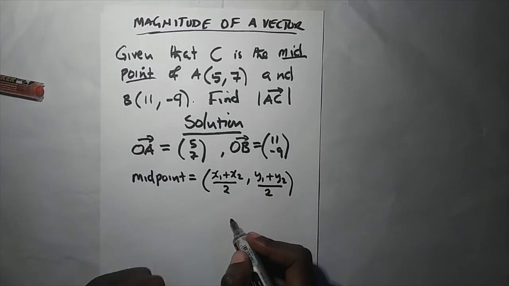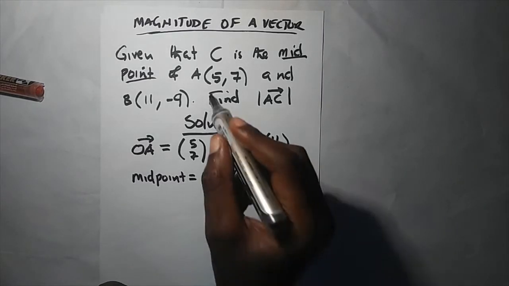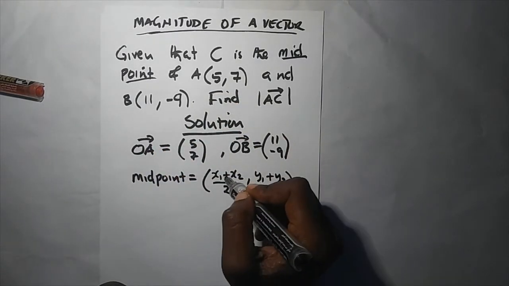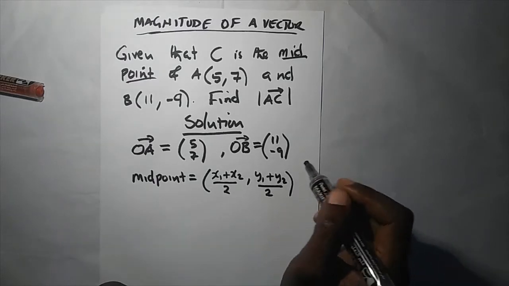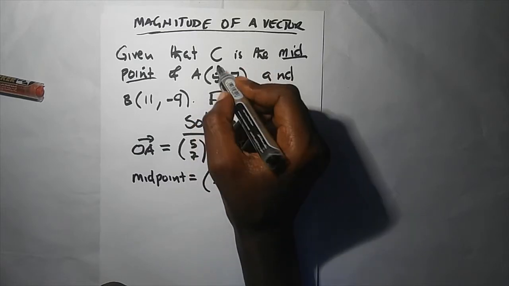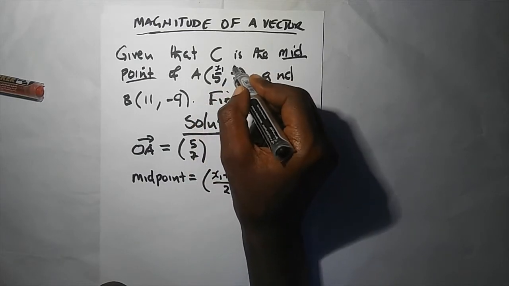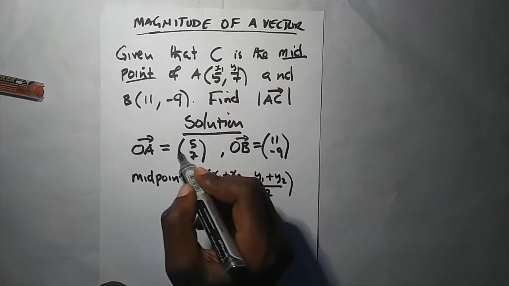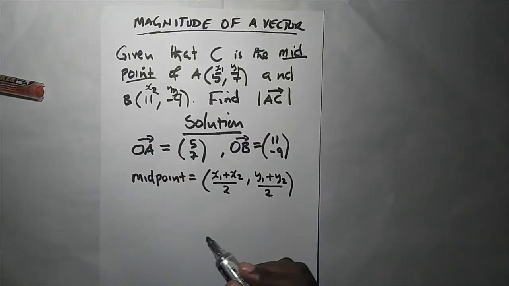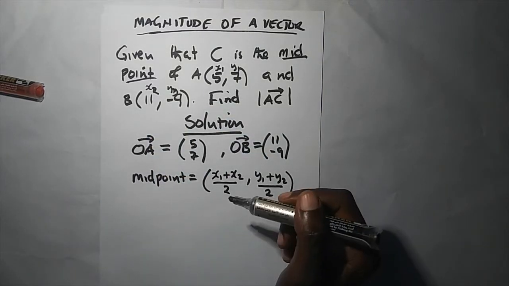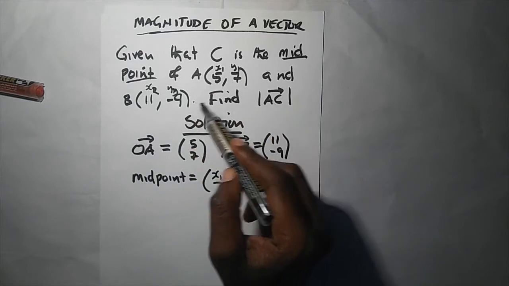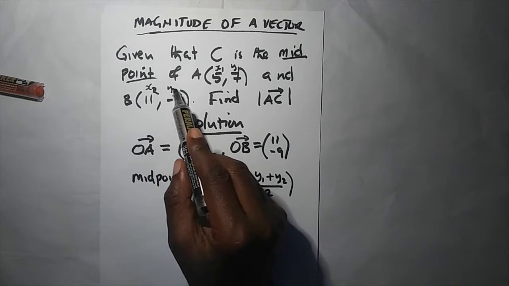So the points that we are looking at are 5,7 and 11,-9. Here, what is our x1 and y1 and x2 and y2? You pick one point. I'll start with the point A. So the 5 is going to be our x1, and the 7 here will be our y1. Then I come to the other point B, our x2 is 11, and this one will be our y2. So in our first point A, we have x1 and y1, and in our second point B, we have x2 and y2.